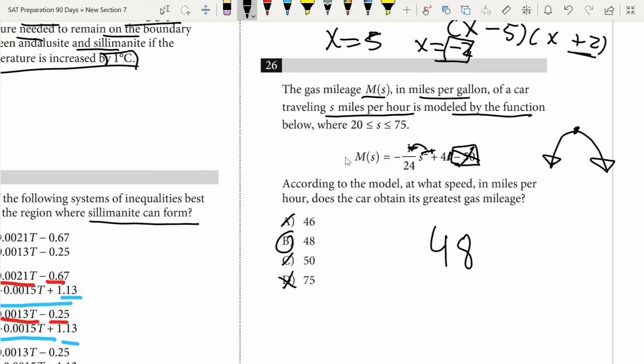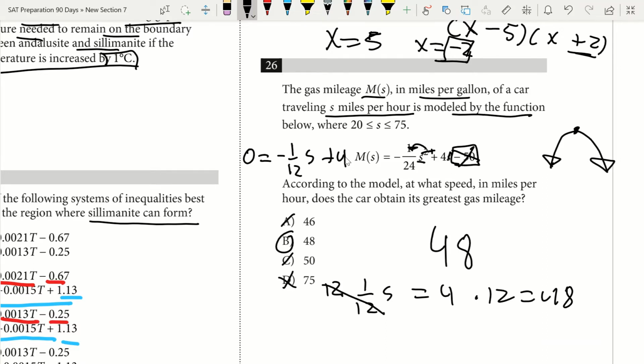Then we set it equal to 0. So what we'd have here is 0 equals negative 2 over 24, which is the same as negative 1 over 12, times s, and then plus 4. At that point, we add 1/12 s to each side, set it equal to 4. Then we have to multiply each side by 12 to get s alone, and we see 4 times 12 gives us 48. In my opinion, that's the fastest way to do it.